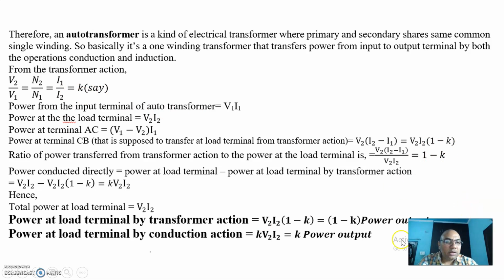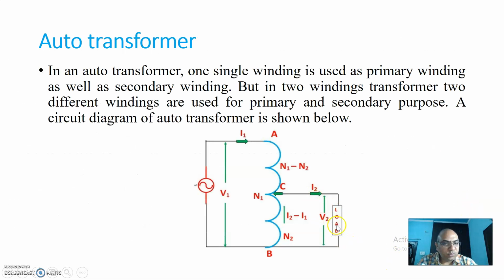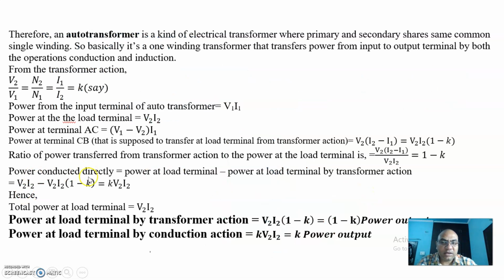Now you see the total power at the load terminal is V2 I2. Power from the transformer action is I2 minus I1 into V2. So rest power will be the power by the conduction method. So power conducted directly will be power at load terminal minus power by the transformer action.